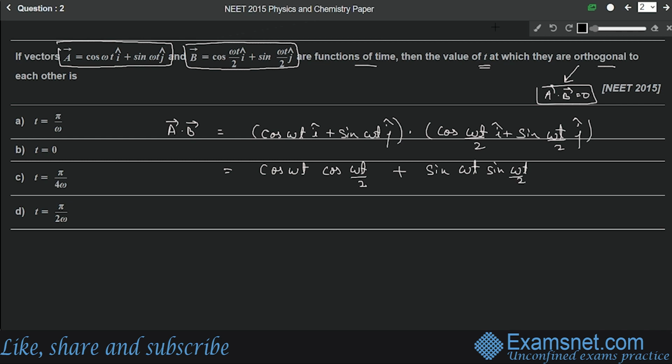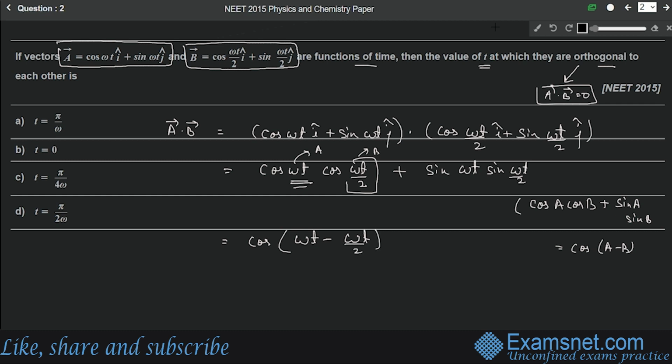Now you can see that this fits the formula cos A cos B plus sin A sin B, right? Where omega t is A and omega t by 2 is B. And we know that cos A cos B plus sin A sin B is equal to cos(A minus B). So in place of this, we can simply write cos(A minus B), where A is omega t and B is omega t by 2.